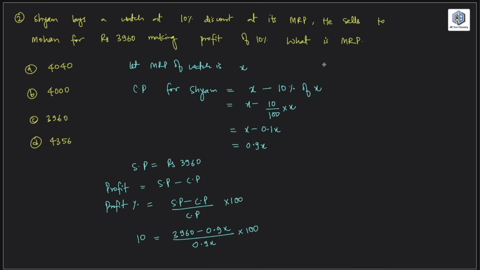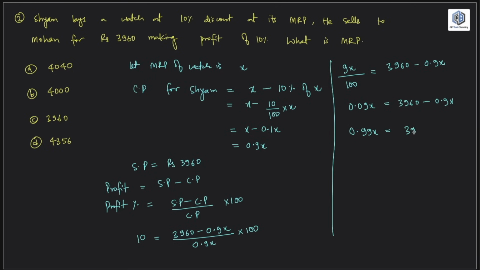If you solve this, let me do it on this side. If you multiply this with 10, this becomes 9x, and the 100 is divided by this, so this is going to become 3960 minus 0.9x. If you solve this, it becomes 0.09x equals 3960 minus 0.9x. If you bring it to this side, it gets added. 0.99x equals 3960, and x will be 3960 divided by 0.99.